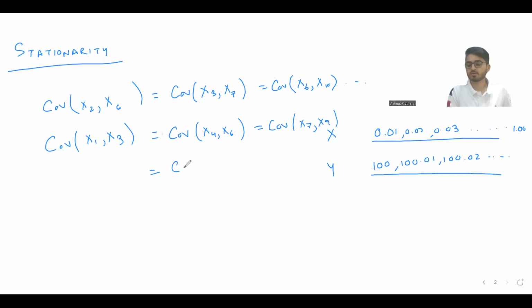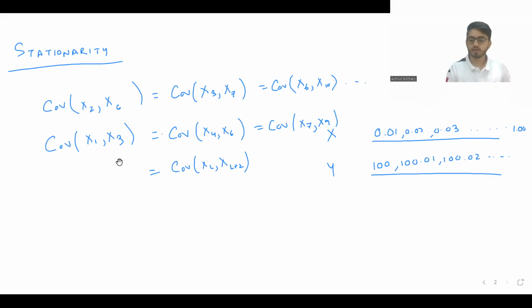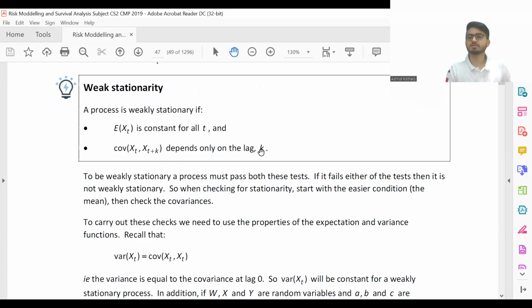More generally, this should be equal to covariance of xt comma xt plus 2. So in a more general format, we have summarized it this way: covariance of xt comma xt plus k only depends on the lag k, it does not depend on the time t. Note that this also has another implication, that the variance of the process is constant. Remember that variance of xt is nothing but covariance of xt comma xt. So if we put k as 0 over here, then covariance of xt comma xt becomes nothing but variance of xt itself. So this comes under weak stationarity.